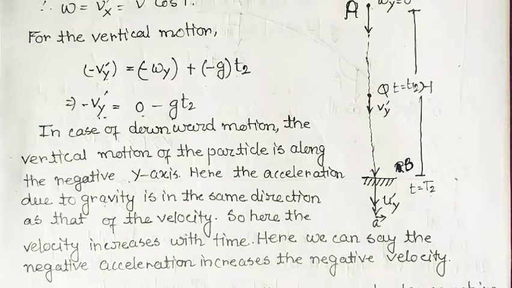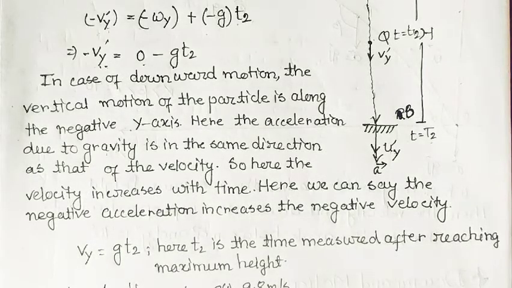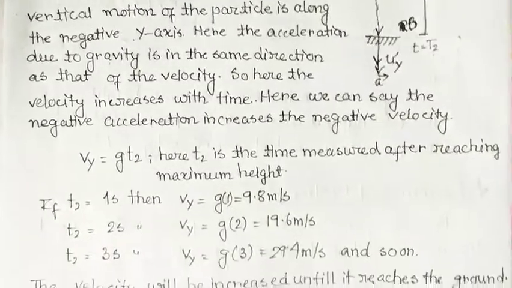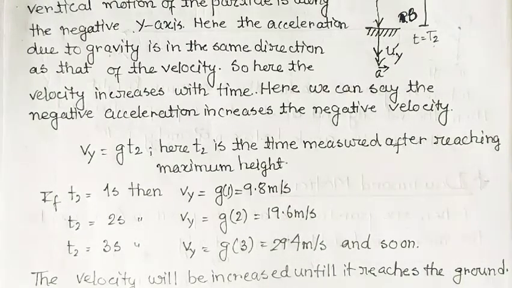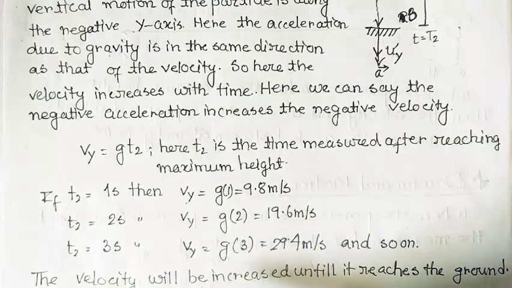So if I just omit the sign, if I am concerned only about the value, then Vy equals g into t2. But t2 is the time measured after reaching the maximum height. t2 is not the time measured from the point where it is projected, that is from point O. t2 is the time taken by the particle to reach Q from the point capital A. So if t2 equals 1 second, then after 1 second, what is the velocity of the particle in the downward direction? If t2 equals 1 second, then Vy equals 9.8 meters per second.